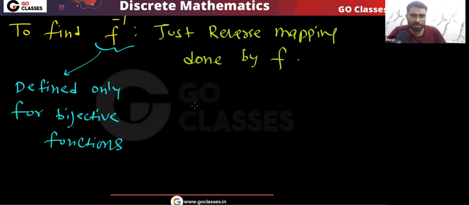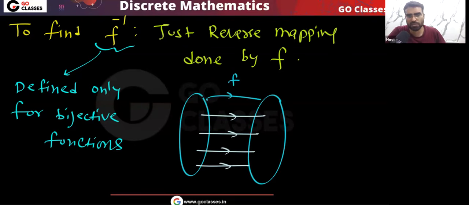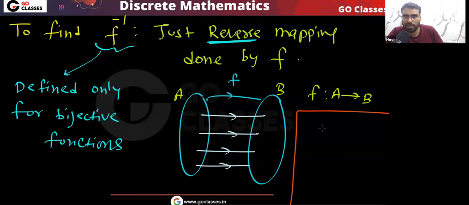Very simple. Say you have this f, and let's assume this is a bijection. This is your function f. And of course this is a bijection, because to define f inverse, you need a bijection. Remember, f is from A to B. If you want to find f inverse, then what do you do? Just reverse the mapping done by f.